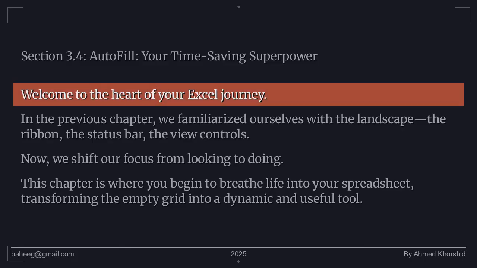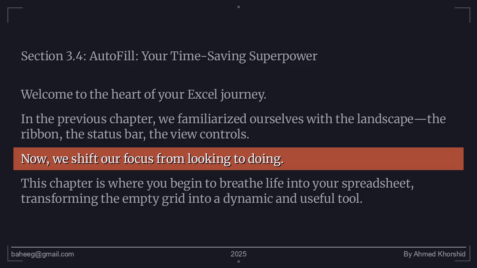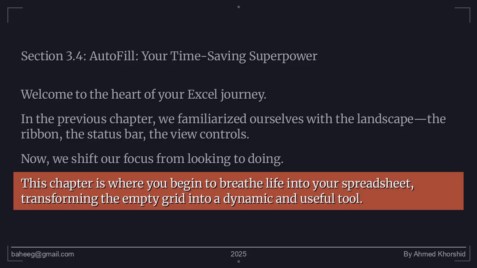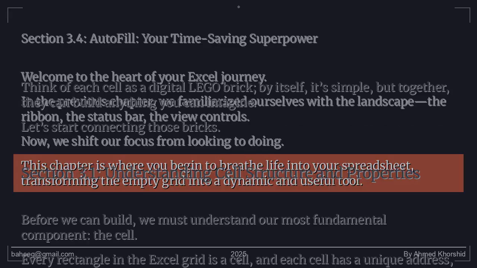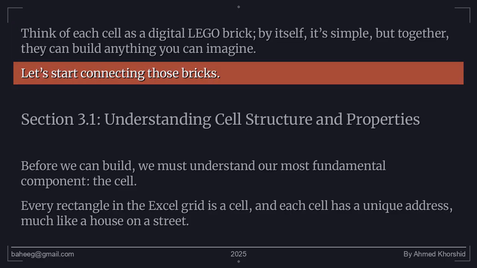Welcome to the heart of your Excel journey. In the previous chapter, we familiarized ourselves with the landscape, the ribbon, the status bar, the view controls. Now, we shift our focus from looking to doing. This chapter is where you begin to breathe life into your spreadsheet, transforming the empty grid into a dynamic and useful tool. Think of each cell as a digital Lego brick. By itself, it's simple, but together, they can build anything you can imagine. Let's start connecting those bricks.